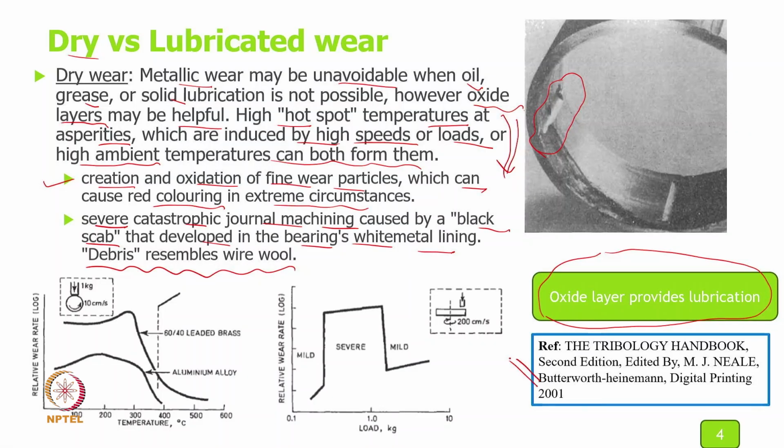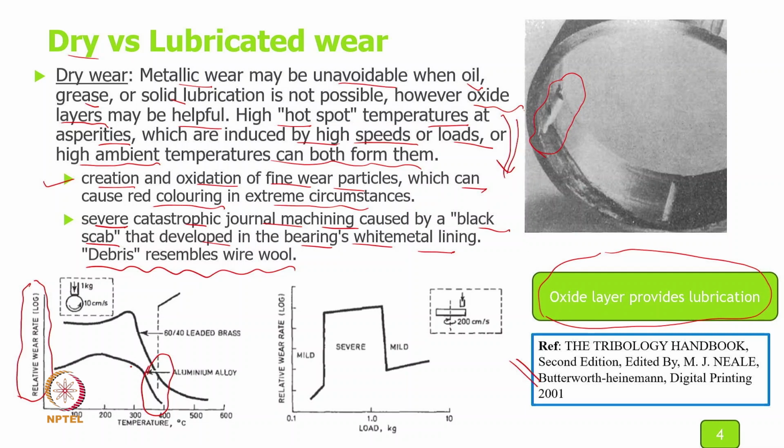Again these pictures have been picked up from the tribology handbook, and they have also given some interesting examples. We are saying that the relative wear rate initially is on a higher side. As the operating temperature or surface temperature increases from 100 to 200 to 300 to 400 degrees, you can see here the wear rate is coming down.